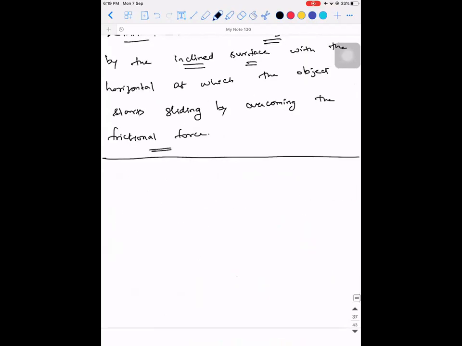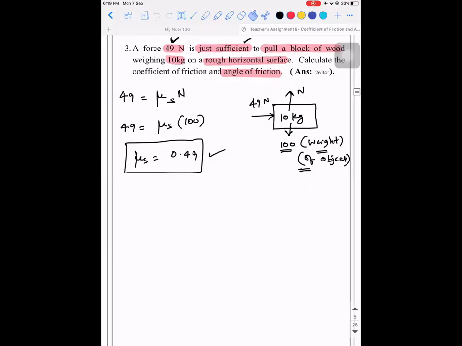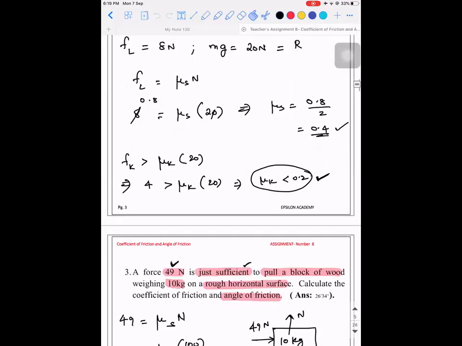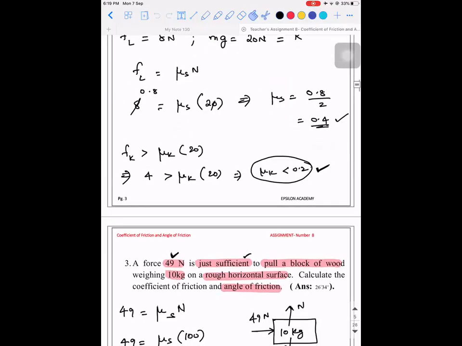Today, there will be an assignment given, based on the problems which I did. I'll give you an assignment based on coefficient of friction and angle of friction. Angle of friction problems you need not do. Problems based on coefficient of friction you should try. The assignment number is 8. I'll give it to you today. In tomorrow's class, we will discuss all your doubts and then complete this chapter.